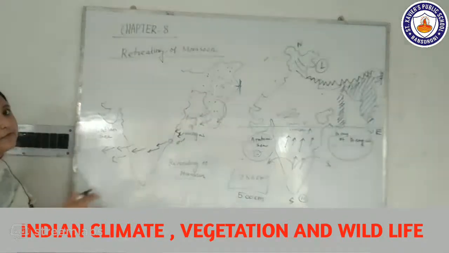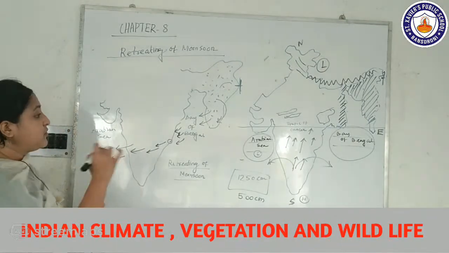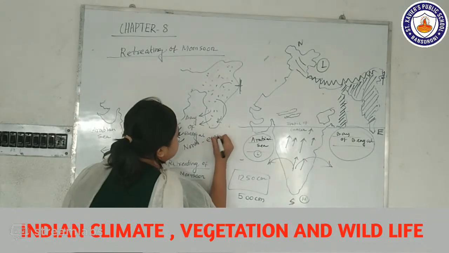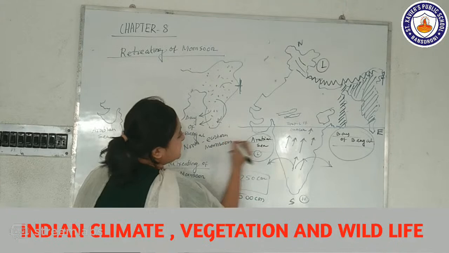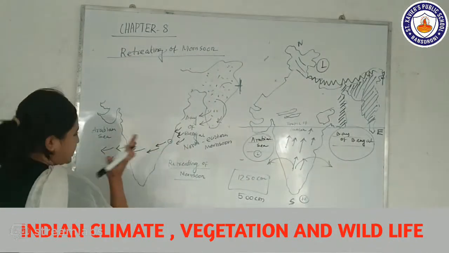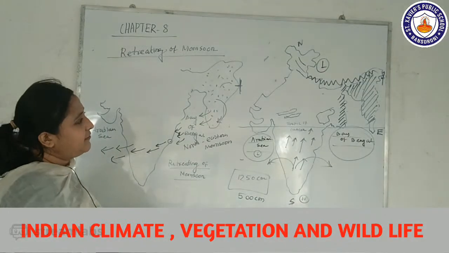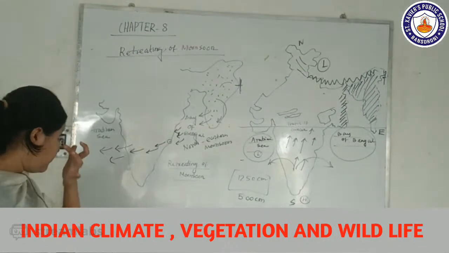So this whole process is known as the retreat of monsoon. And what is the name of the monsoon? It's the northeastern monsoon, right? So this is the southwestern monsoon, the advancement part, and this is the northeastern monsoon, the retreating part, right? So it is very interesting and easy also. I think it's clear to all of you.